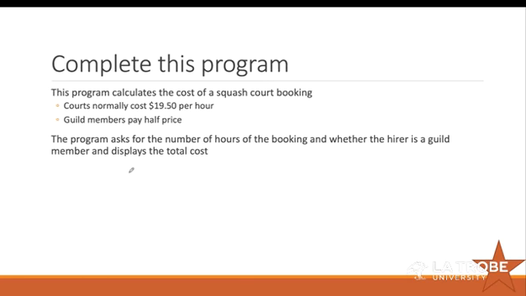Now there is one program which we need to have a look at. This program calculates the cost of squash court booking. Courts normally cost 19.50 per hour, but for guild members it's half price. Now write a program that asks for the number of hours of booking and whether the hirer is a guild member, and displays the total cost. So in this program, we need to have two inputs from the user. The first one is the number of hours of the booking, that is, for how many hours they want to book the court, and the second one is whether they are a guild member or not. So these are the two inputs from the user.